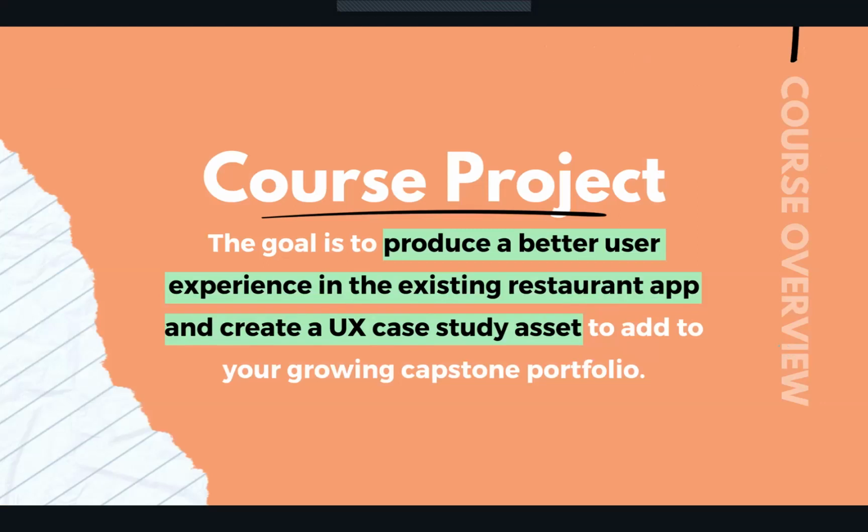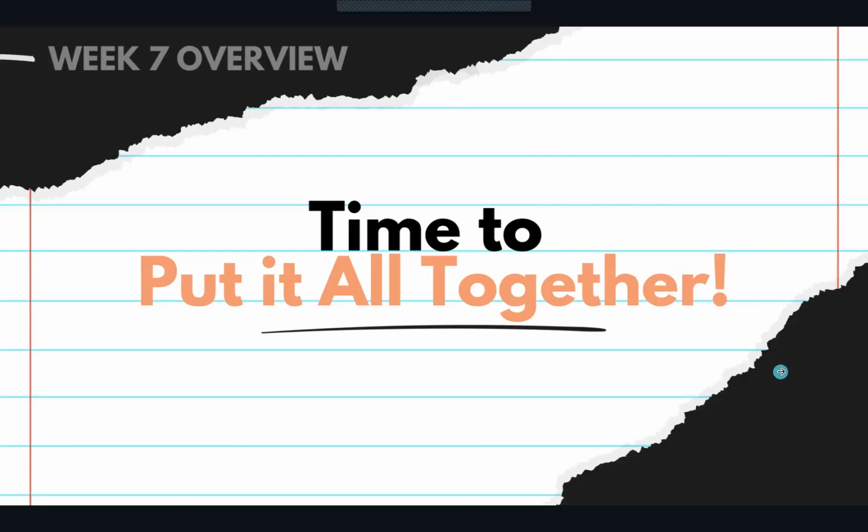Now, to further talk in depth about the course project, the goal is to produce a better user experience in the existing restaurant app and create a UX case study asset to add to your growing capstone portfolio. Now, in week 7, it is time to put it all together, everything from week 1 all the way up till now.